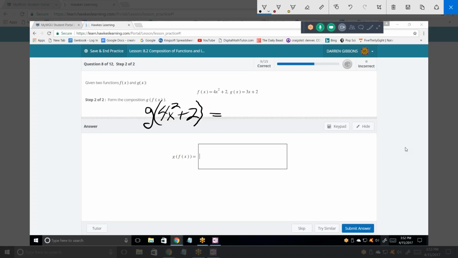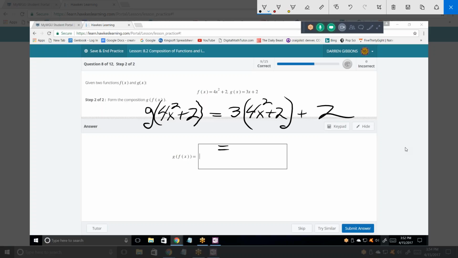Let's write this down. All right, so it would be 3 parentheses 4x squared plus 2 end parentheses, is the way you verbalize that, plus 2. Perfect. Now the only thing we have to do is distribute and simplify. We don't have to square this one, so this is easier. So it would be 3.